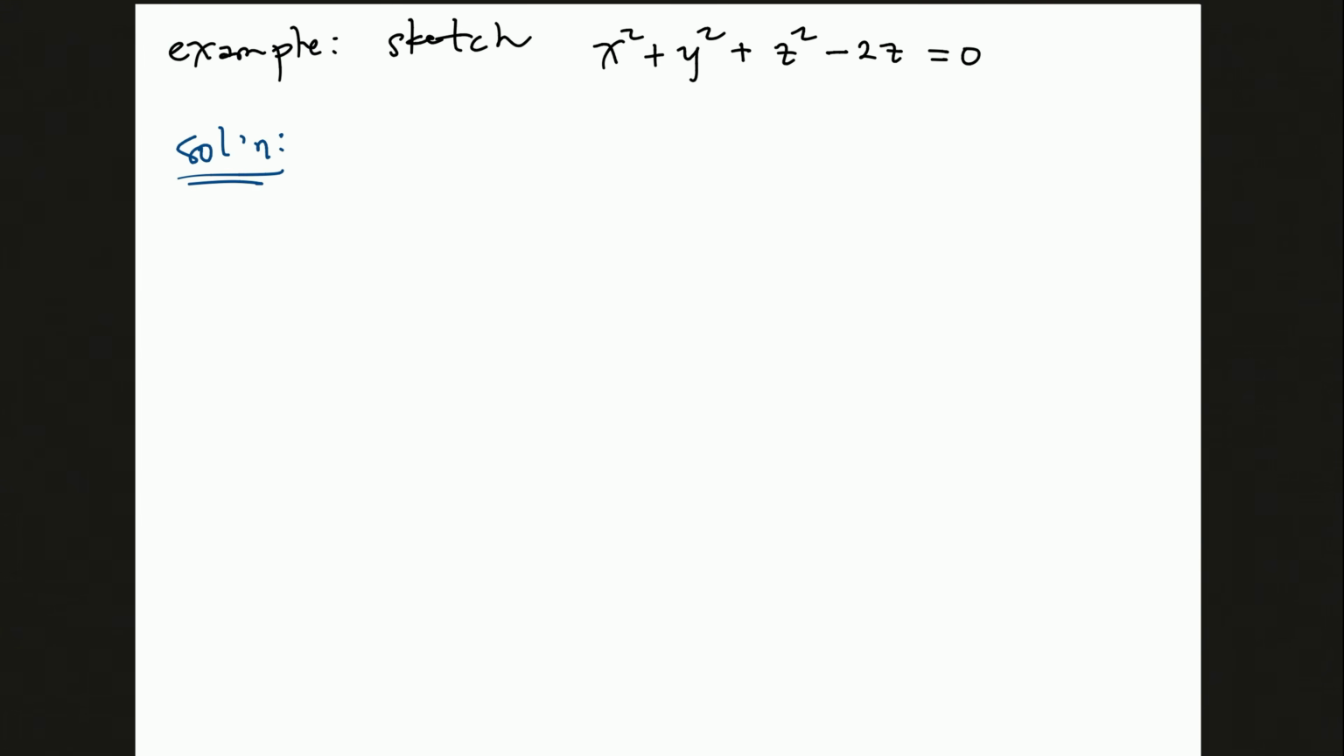Okay, for the next example, suppose you are asked to graph the equation x squared plus y squared plus z squared minus 2z equals 0. So when you look at this one, you can notice that for the variable z, there are two terms.